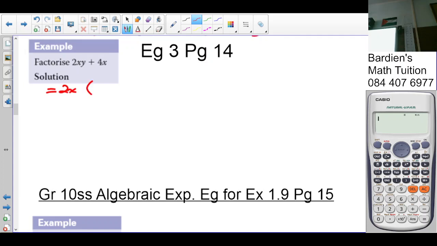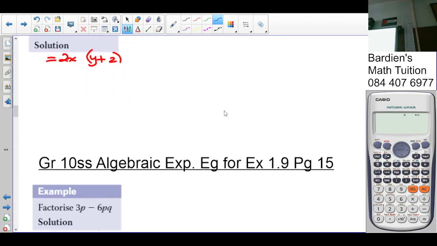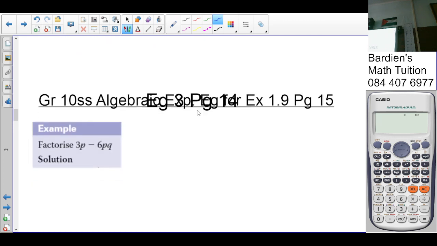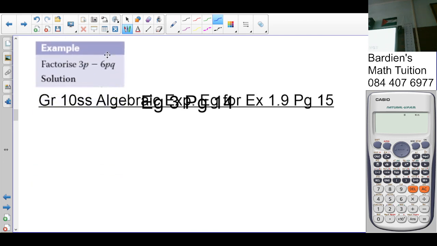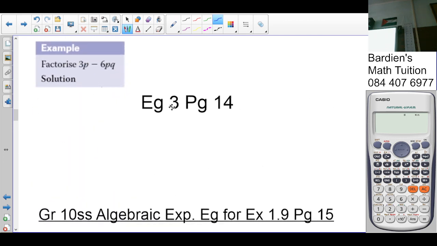What are we left with? y plus. Any confusion there? No. Okay. But of course the factors of 2xy are many, and the factors of 4x are also a few there. But the one that is common, or the highest of both, is 2x. The highest common factor is also known as the HCF. Okay, so let's look at example 4, and it's on page 14.